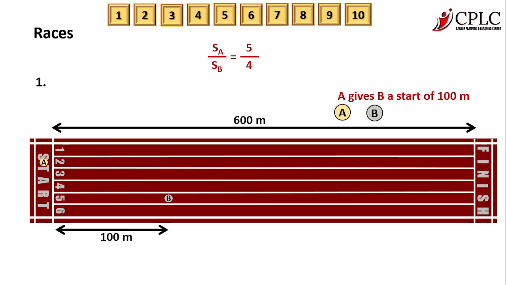So the idea here is that we'll have to assume that one of them wins the race, do the calculation, and then see what happens. So for example, let's assume that B wins the race.